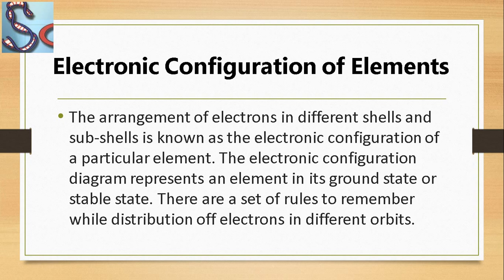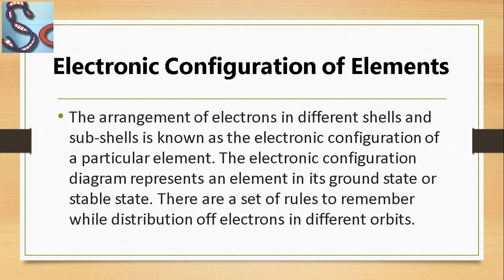The arrangement of electrons in different shells and subshells is known as the electronic configuration of the particular element. In this class, we are studying only the electronic configuration of elements in shells. But in higher classes, you will study the electronic configuration of electrons in subshells. An electronic configuration diagram represents the elements in the ground state or excited state or stable state, but we only discuss the stable state.